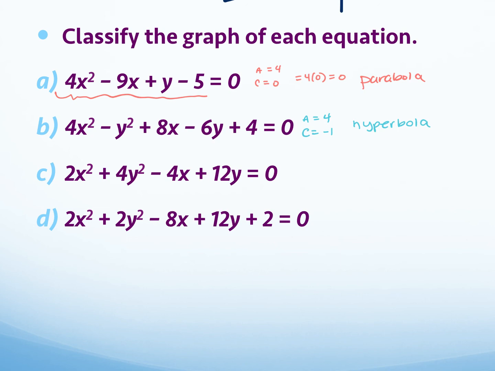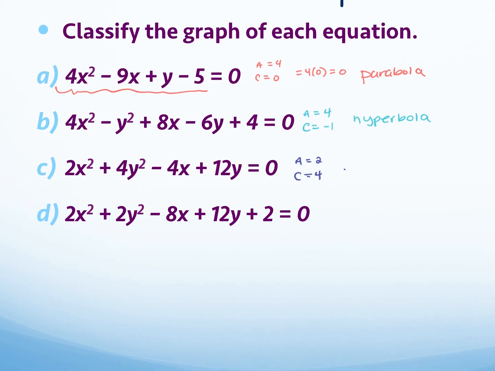Go to C. What is your A? 2. What is your C? 4. Are they the same? No. What is the result of their product? 8. Positive, yes? Which means ellipse.